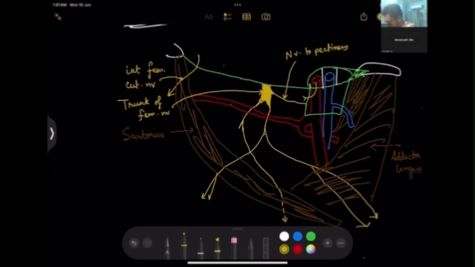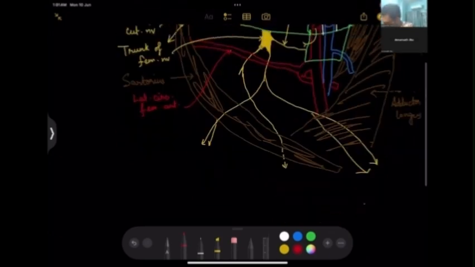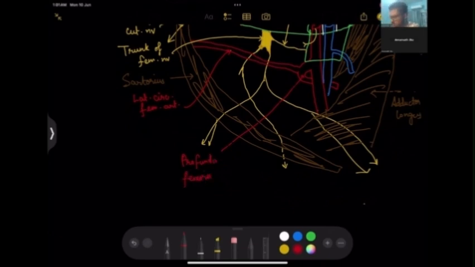And the other things here which you need marking. So this is the lateral circumflex femoral artery. This one going behind, coming up from here, is the perpendicular femoral artery. There is some problem in my pen, okay? It's not working properly. Don't know why.